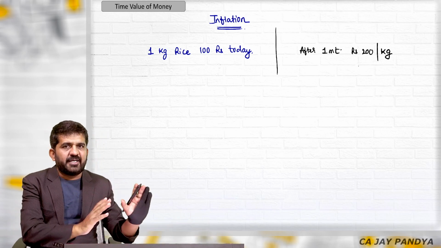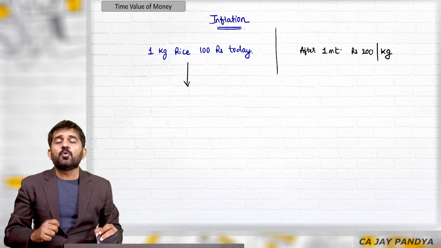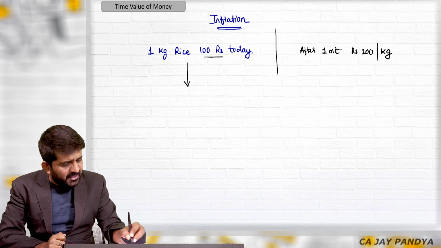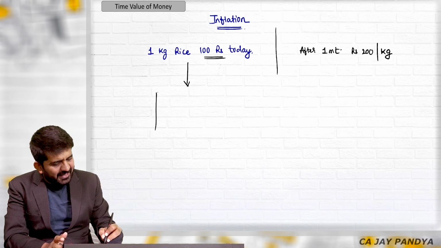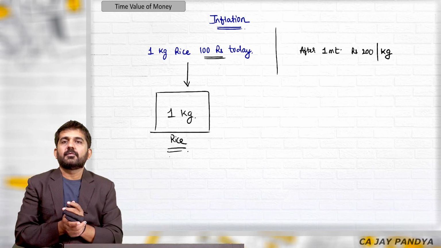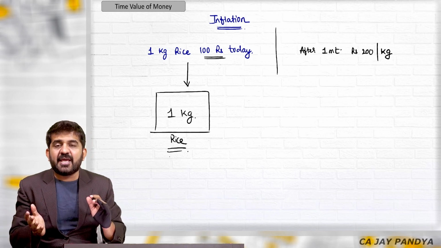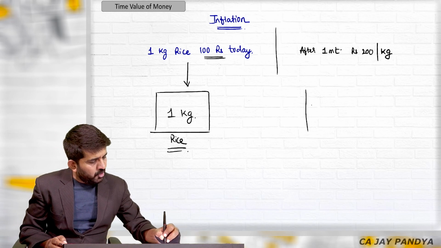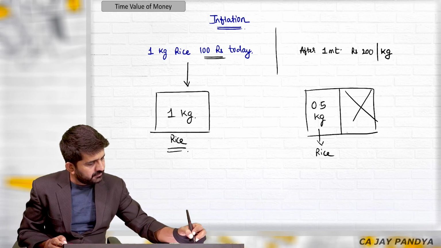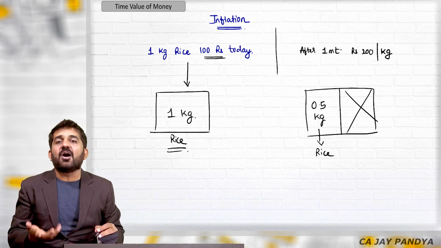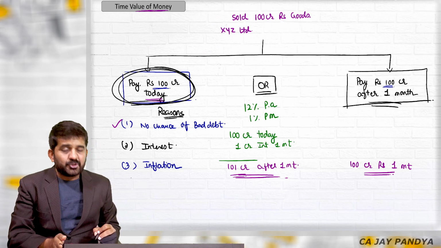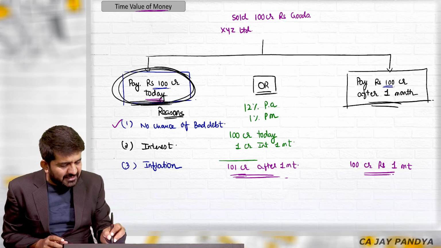Normally you will be living in an inflating country. If you get 100 rupees today, the thing which is true for 100 rupees is true for 100 crore rupees. So if you are having 100 rupees today, you will be getting 1 kg of rice. But if you are having the same nominal 100 rupees after 1 month, you will not be having 1 kg. You will be having only 0.5 kg of rice. So what is better off? Getting 1 kg of rice or getting half a kg of rice? Getting 1 kg of rice. So you should always select the concept of today.